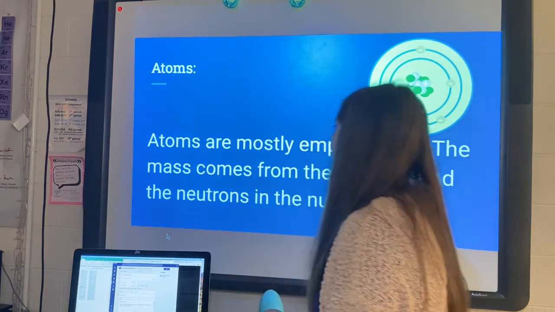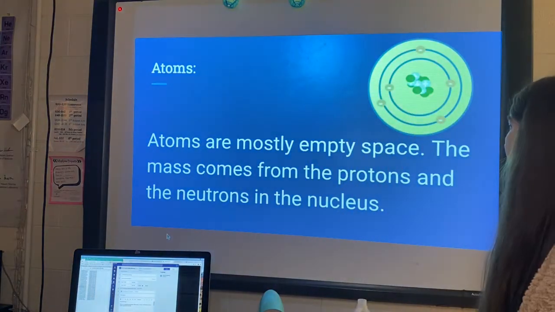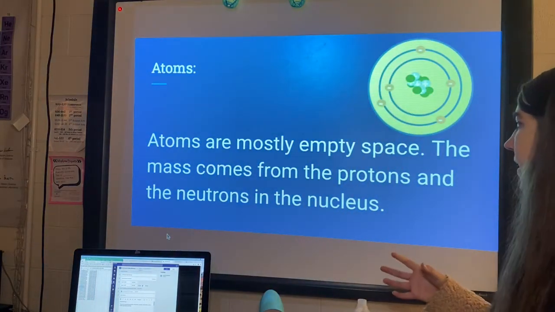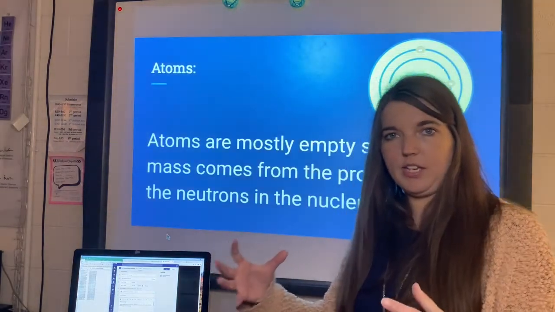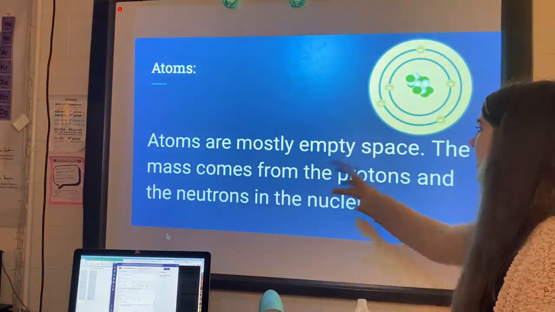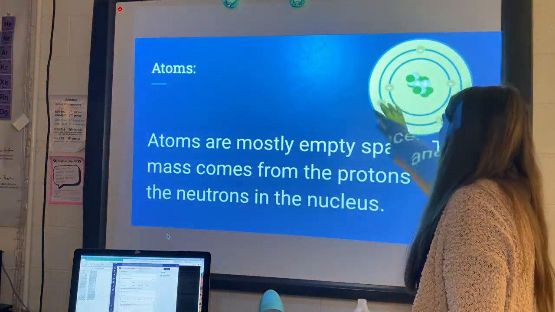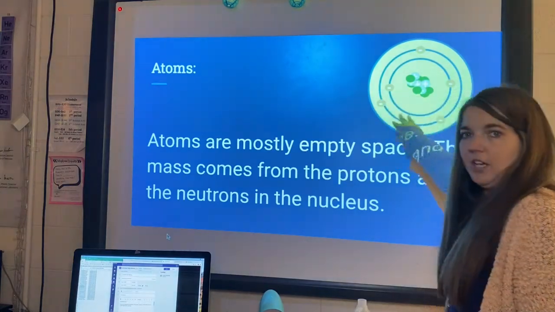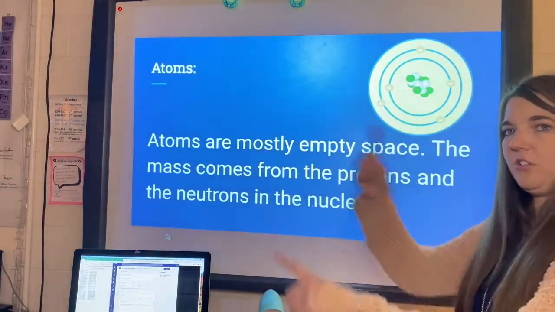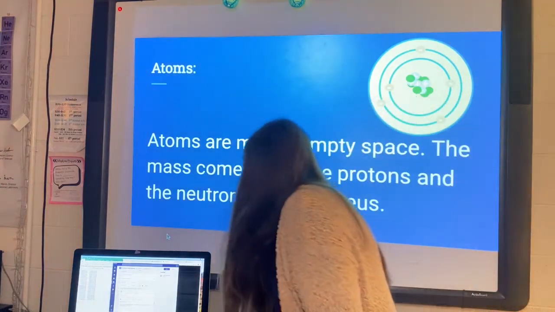All right, so talk about atoms. They're mostly empty space. The mass comes from the protons and neutrons in that nucleus. So they are mostly empty space, and their mass is going to come from here. This is all empty space right here. And then you have little bitty teeny tiny electrons just moving around.